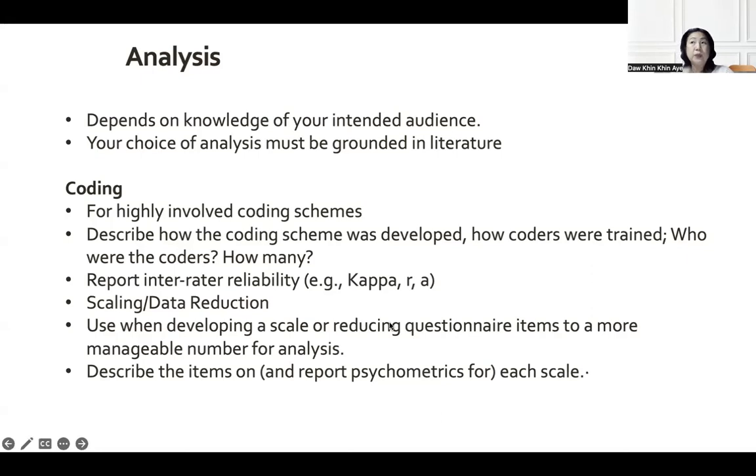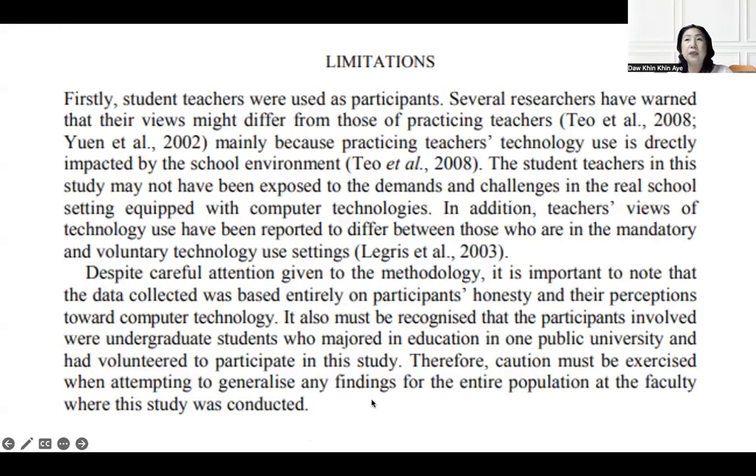This is when I think we need to talk about, regardless of whether it's qualitative or quantitative, something we also need to do: that kind of scaling. It is used when developing a scale or reducing questionnaire items to a more manageable number for analysis. Describe the items and report psychometric metrics for each scale as well. For the time being, with regard to qualitative research, we can use software for the coding and everything.